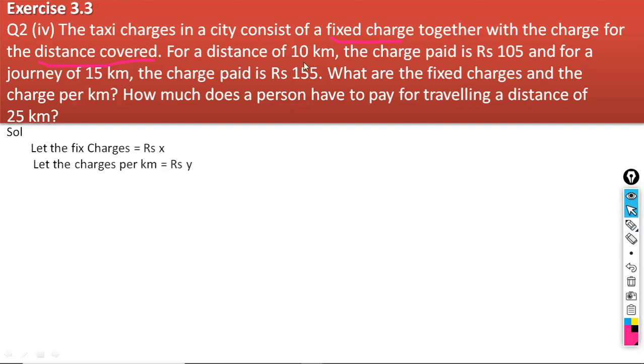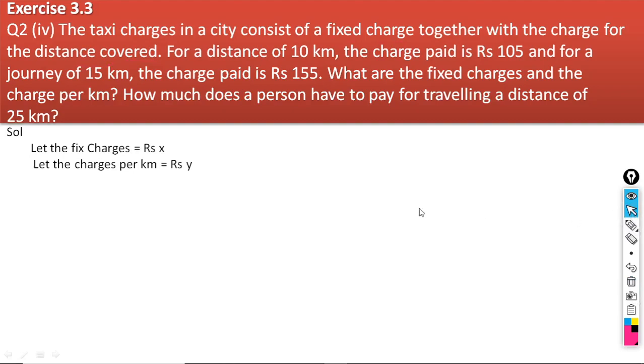For a distance of 10 kilometers, the charge paid is rupees 105. For a distance of 10 kilometers, for 1 kilometer it is y, so for 10 kilometers it is 10 times y. But there is the fixed charge which has to be paid every time. So x plus 10y equals 105. So this is the first equation you'll get.